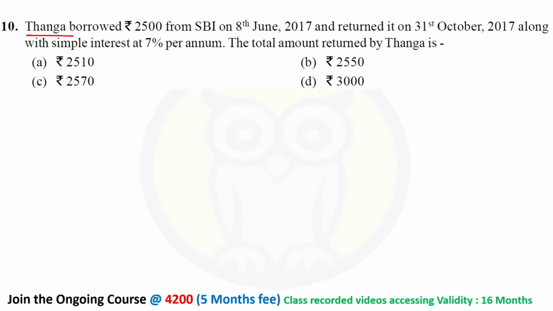First we find out the number of days from 8th June to 31st October. June has 30 days, so 30 minus 8 plus 1 is 23 days. Then July has 31 days, August has 31 days, September has 30 days, and October has 31 days.